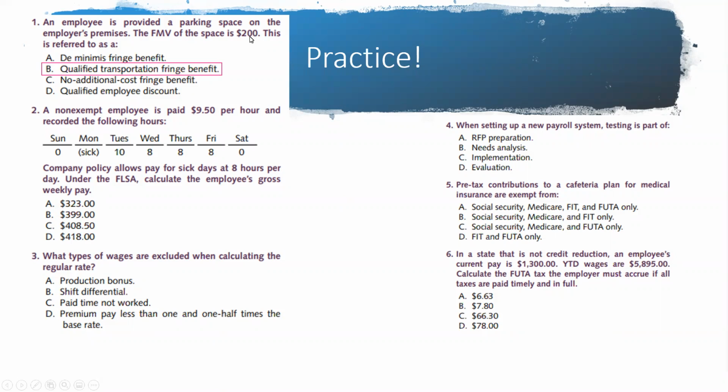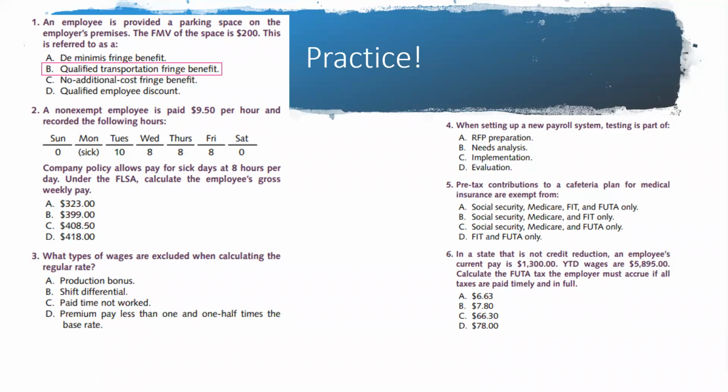Isn't it 200 for 2020? Isn't it 270 a month? Oh, maybe 280. I don't know. I'm going to look. 270. I thought it was 270. Let's look. Maybe it is 270. Good job. I'm like, why would they use 70? That just seems like a strange number.